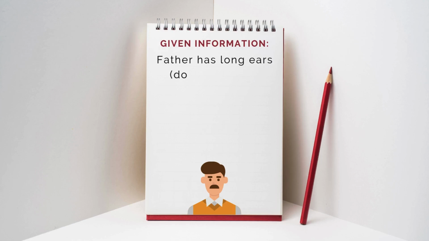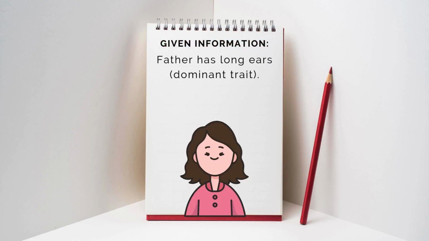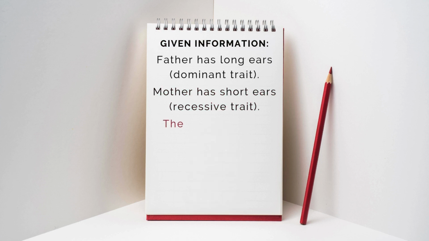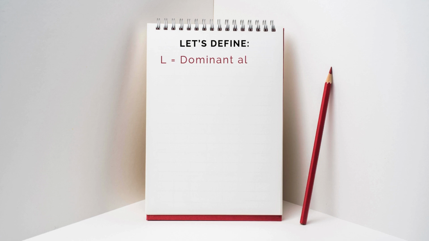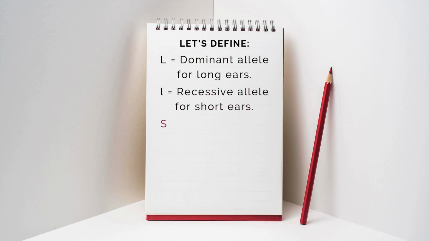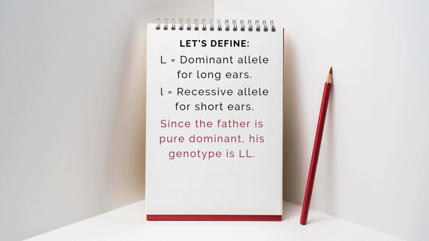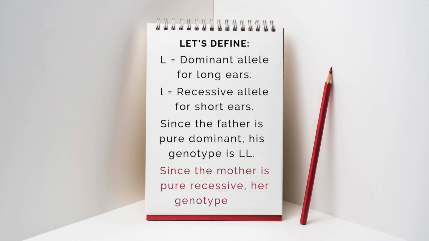Father has long ears, a pure dominant trait. Mother has short ears, which is a recessive trait. That means the parents have pure dominant and recessive traits respectively. Now let this be the dominant allele for long ears and this be the recessive allele for short ears. Since the father is pure dominant, his genotype is this, and since the mother is pure recessive, her genotype is this.